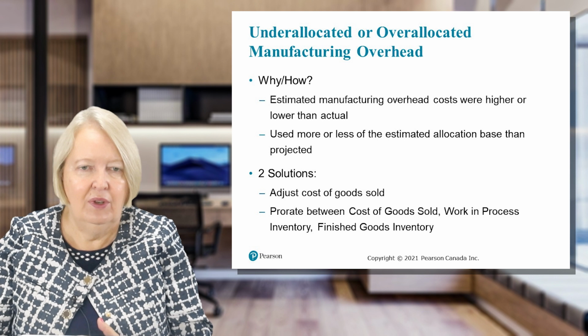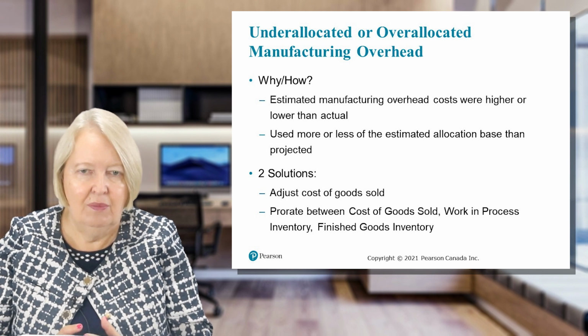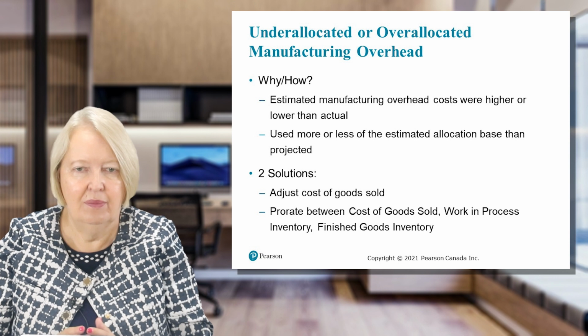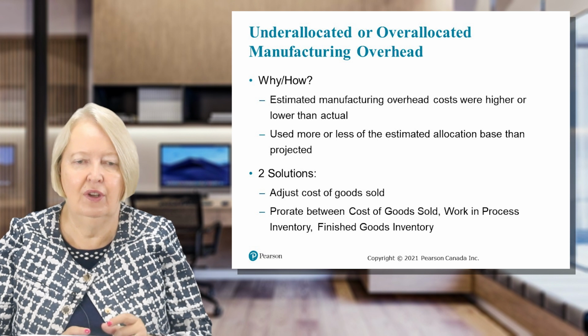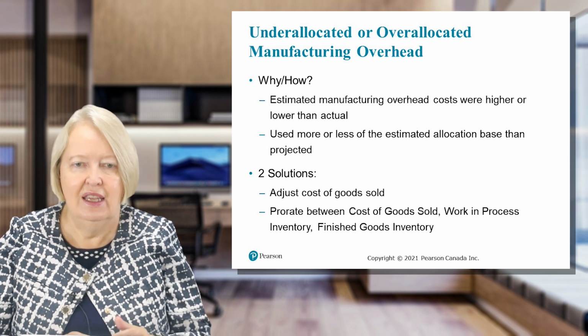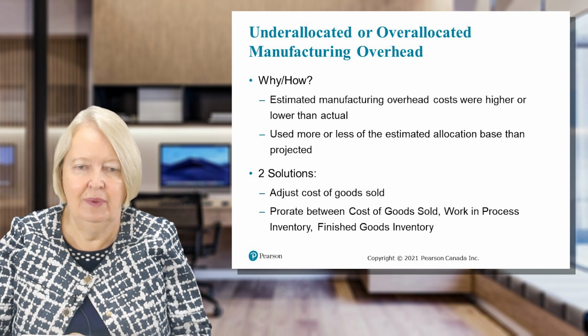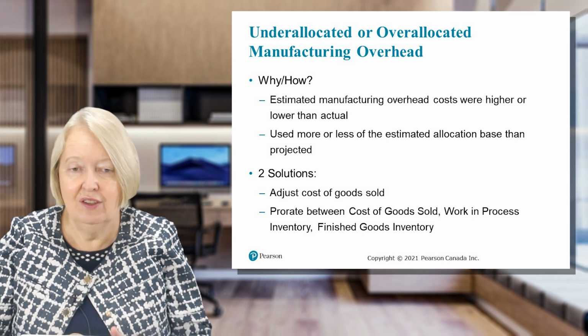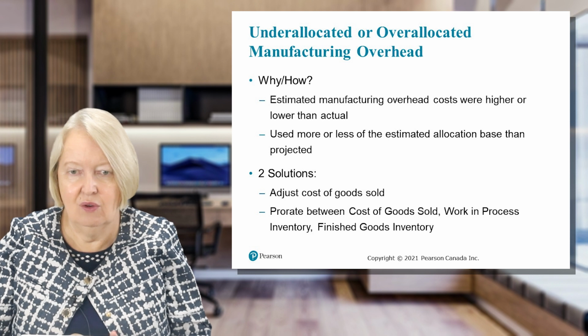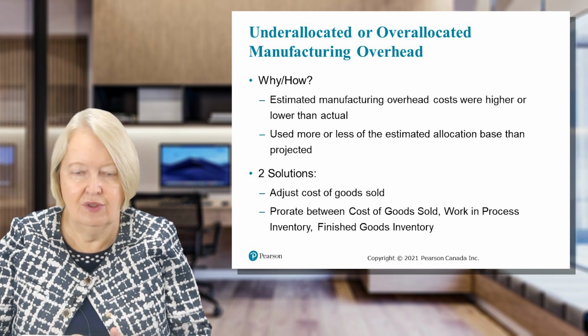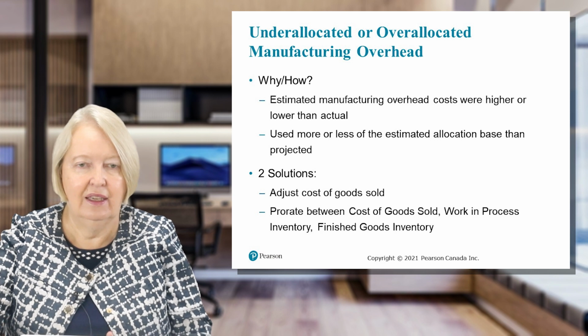So when you're looking at your manufacturing overhead, the actual compared to the estimated, there's 2 ways. So the first one we just did, where we took our full $1,000 and we just either increased or decreased the cost of goods sold. But if there's a fairly significant variance, a company may well decide to prorate the difference, the under or over allocated amount, between the 3 inventory accounts. So between cost of goods sold, work in process, and finished goods. So those are your 3 inventory accounts.